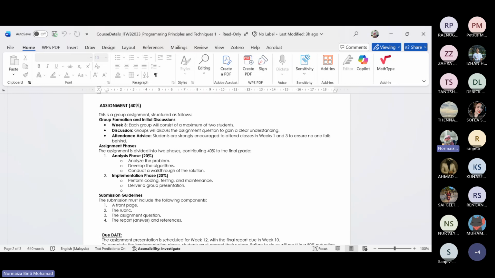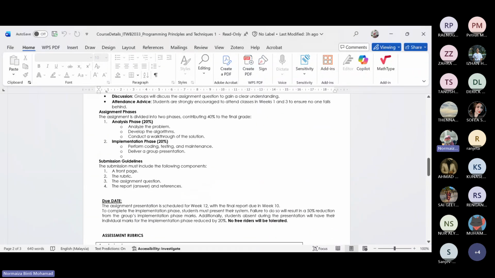Submission must include a front page, and question, and the report, that means your answer, and the reference. The second presentation is scheduled for week 12, with a final report due in week 10. To complete the implementation phase, students must present the system. If they do not present, they will get 50% reduction from the group implementation phase marks. Additionally, students absent during the presentation will have the individual mark for the implementation phase reduced by 20%.